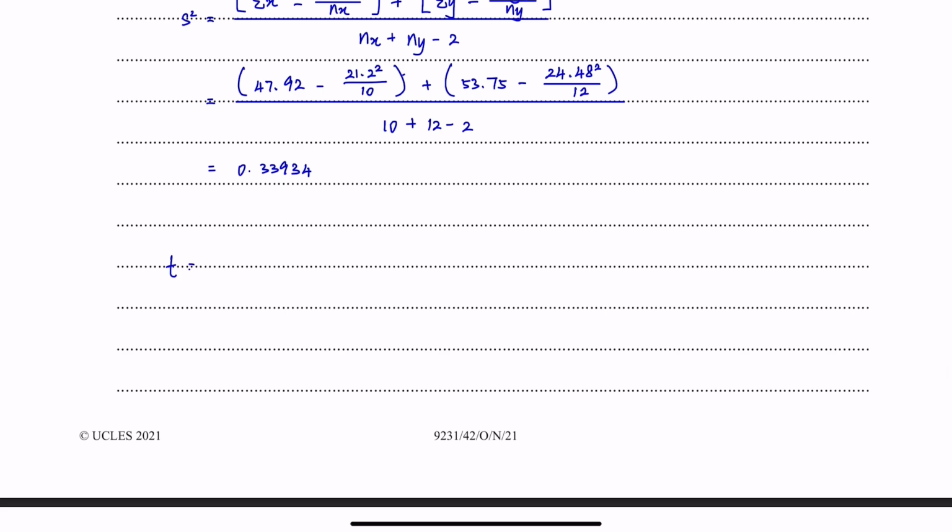So for our test statistic, we have the mean of x, which is 2.12, minus the mean of y, which is 2.04, divided by the square root of s squared, 0.33934, times 1 over the number of samples of x, which is 10, plus 1 over the number of samples of y, which is 12. So we would get 0.321, rounded to 3 SF.